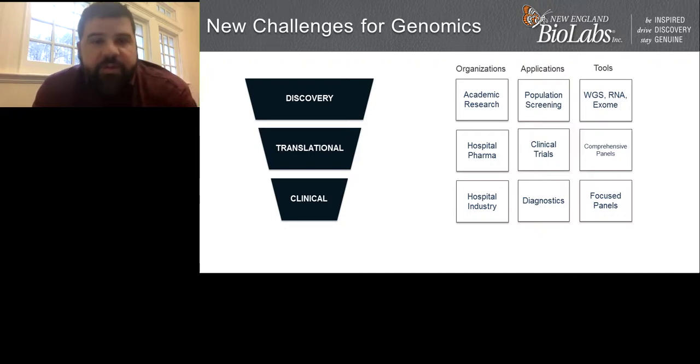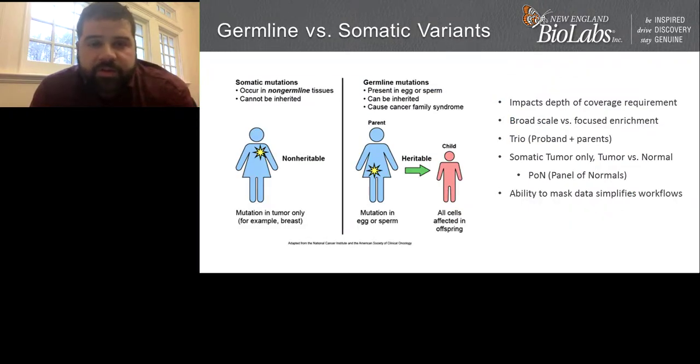In terms of utility, I think one of the primary things to understand is what am I looking for? And understanding the difference between a germline or a somatic variant, obviously very basic, but this is going to impact the amount of sequence coverage and the coverage depth that you're going to need to achieve with a given target enrichment application. So, whether or not we're looking at broad scale enrichment versus very focused enrichment, who's going to be included in the study? Is it the individual itself? Is it the proband plus the parents in a trio?